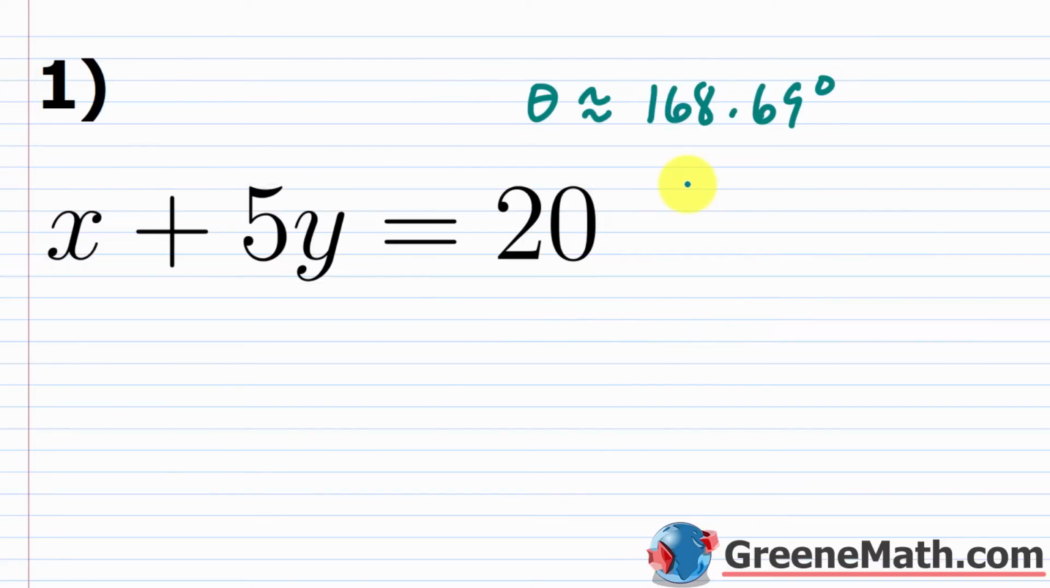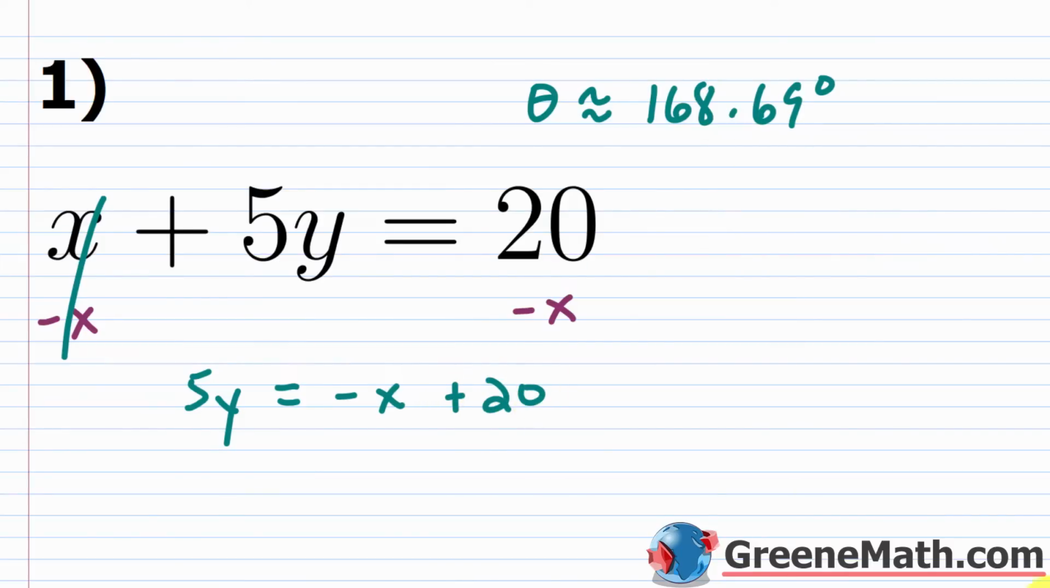Now, let me do this the long way in case you're a little bit lost in terms of why things work out the way that they do. You could put this into slope-intercept form. I could subtract x away from each side of the equation and cancel that away and say I have 5y is equal to negative x plus 20. This is going to go off the screen. You can copy it if you want.